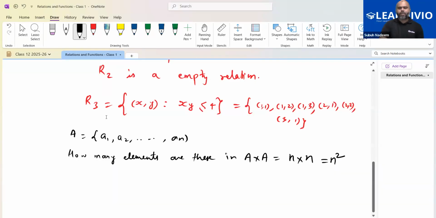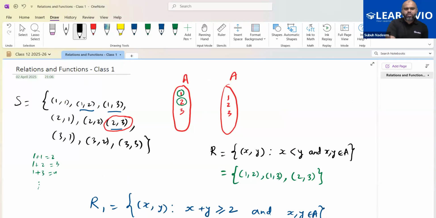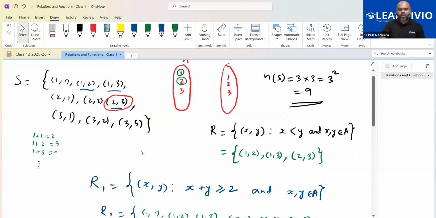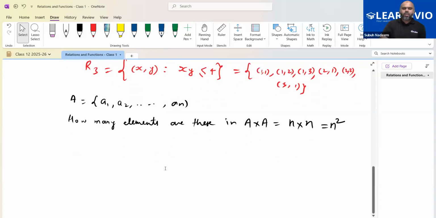That is n square. For example, here in this example, how many elements were there? 1, 2, 3, 4, 5, 6, 7, 8, 9. So the number of elements in the sample space was 3 into 3, which is 3 square, equal to 9. So if you have any set A which has n elements, then A cross A, the Cartesian product that we have studied in 11th, will have n square elements.